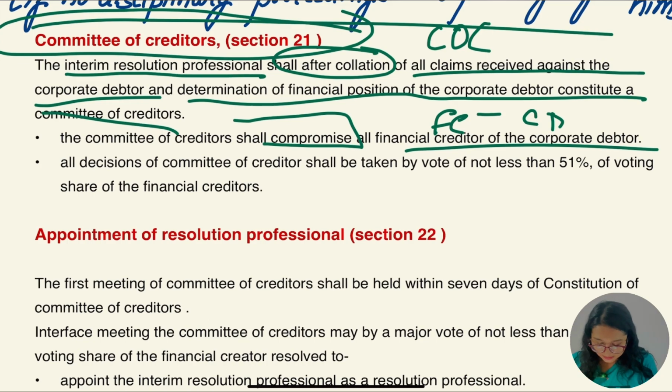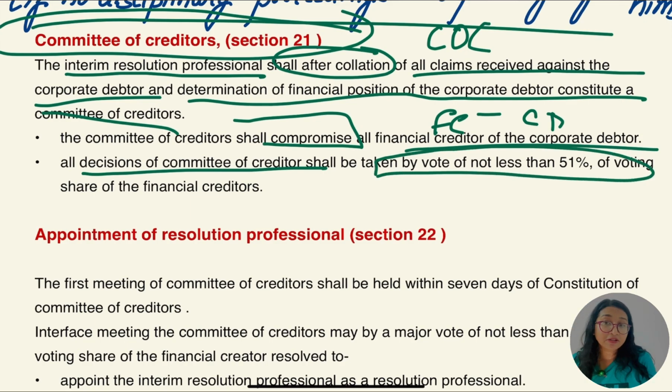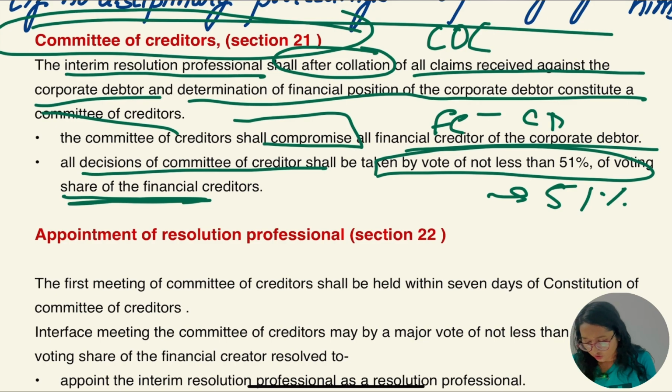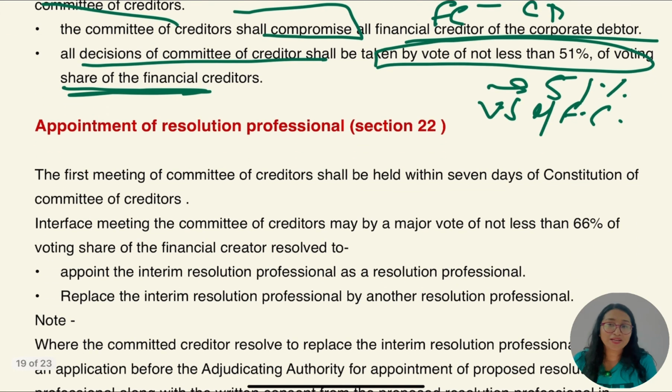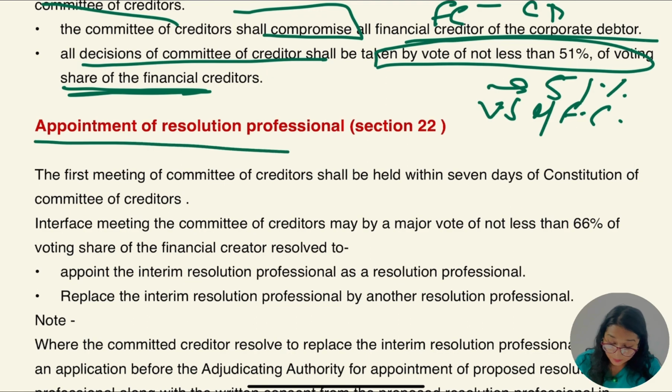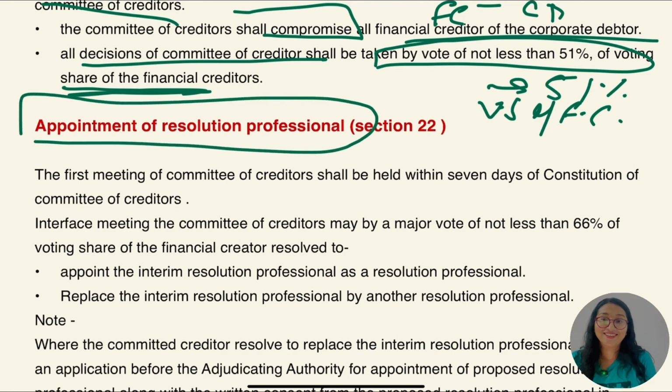This was clear. All decisions of the committee of creditors shall be taken by a vote of not less than 51% of the voting share of the financial creditors. Hope this point was also clear. So the decision should be taken by at least 51% of the voting share of the financial creditors. Let's go to Section 22, which talks about the appointment of the resolution professional.